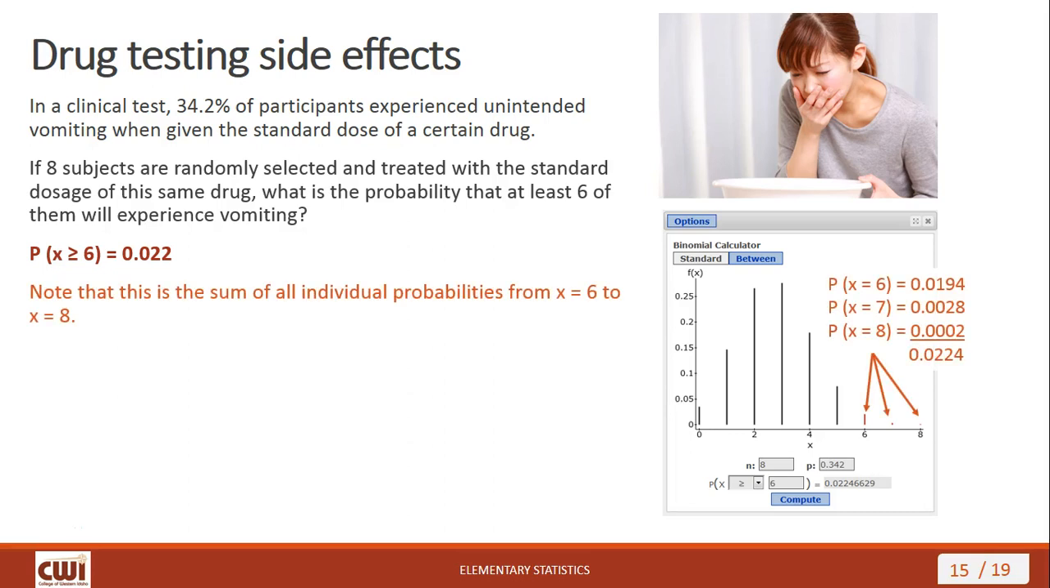Note that this is actually the sum of all the individual probabilities from x equals 6 to x equals 8. If we were using the table to solve this, we would take the probabilities for x equals 6, 7, and 8 and add them together. So we have those probabilities listed there. We'd add them together, and that gives us the 0.0224, which is our probability of at least 6 successes. Notice we're defining success as vomiting.